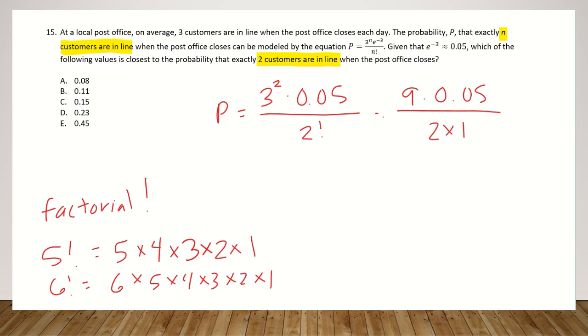Okay, so now let's multiply these top and bottom. So 9 times 0.05 gives us 0.45, and 2 times 1 is 2. So now divide the 0.45 by 2, and we get 0.225. So which one of our answer choices is the closest? That's D, 0.23.